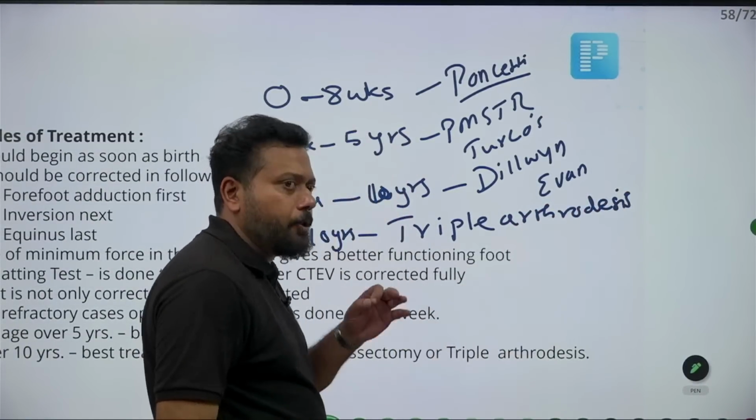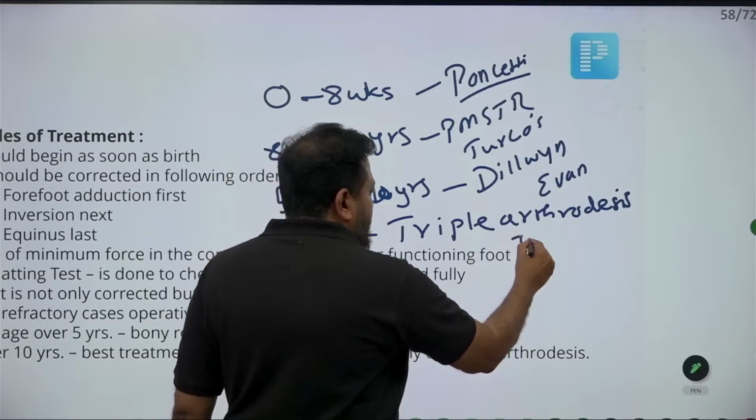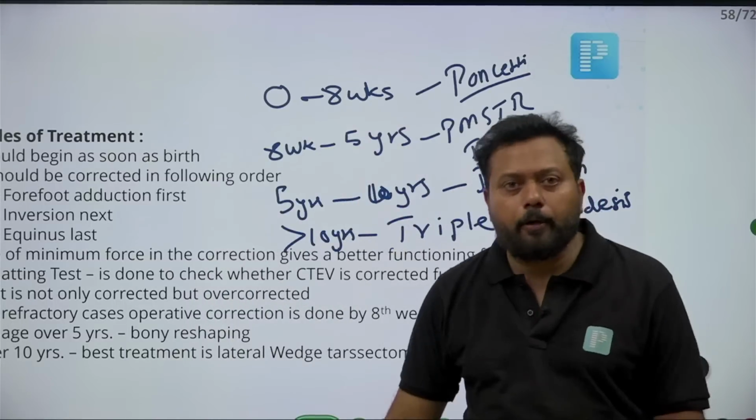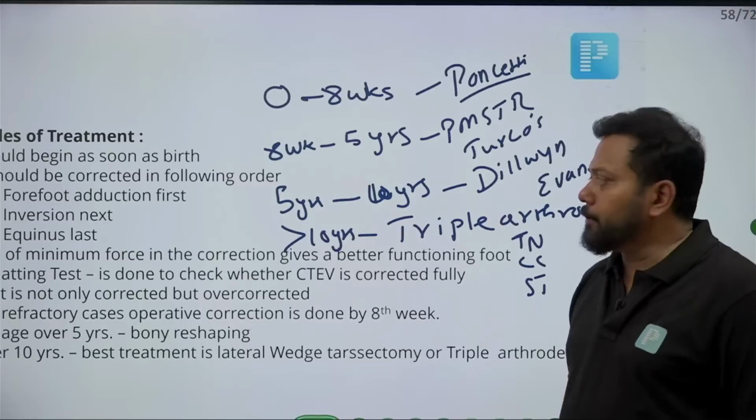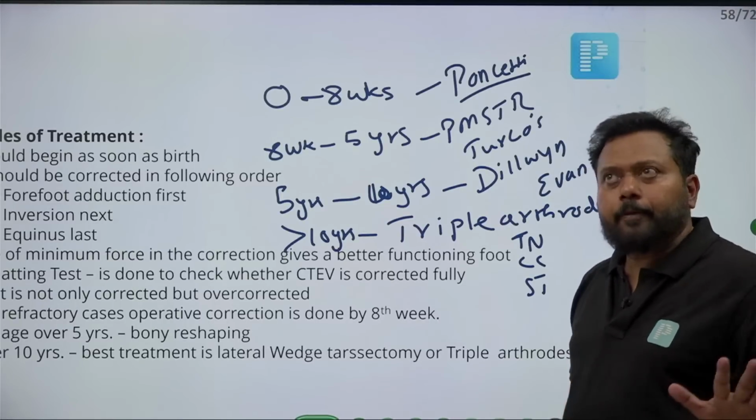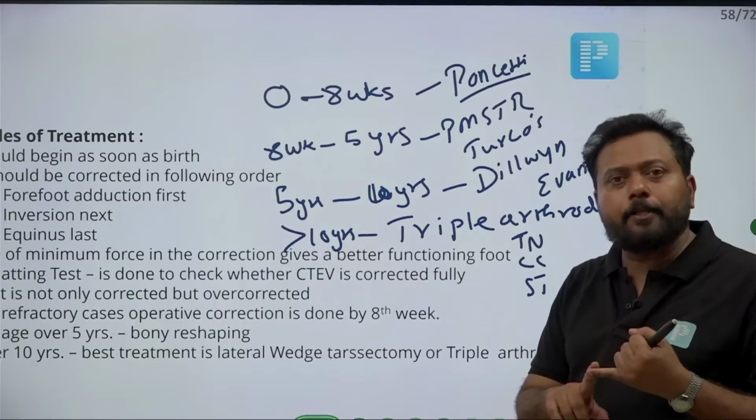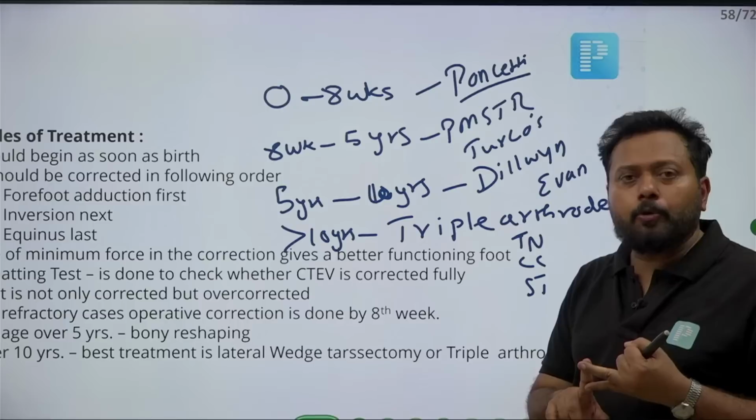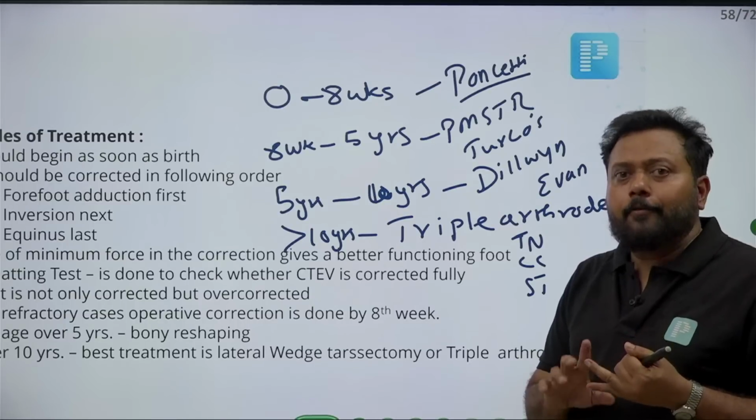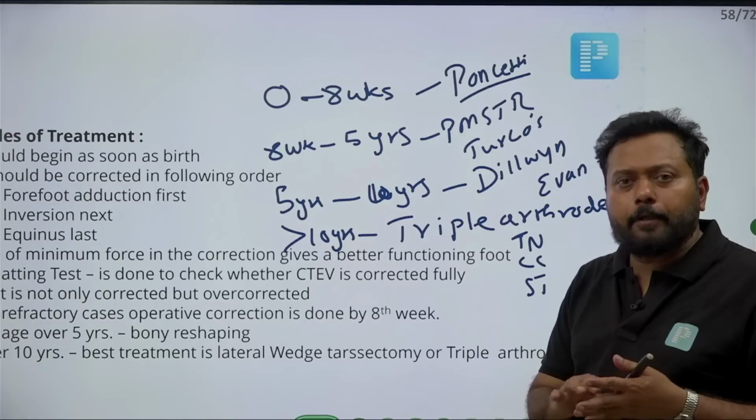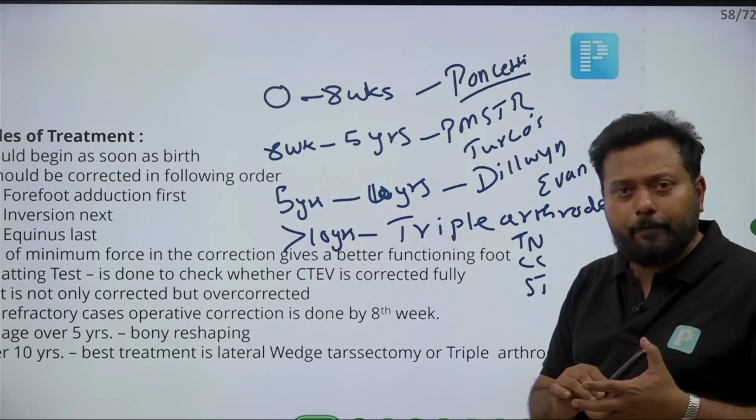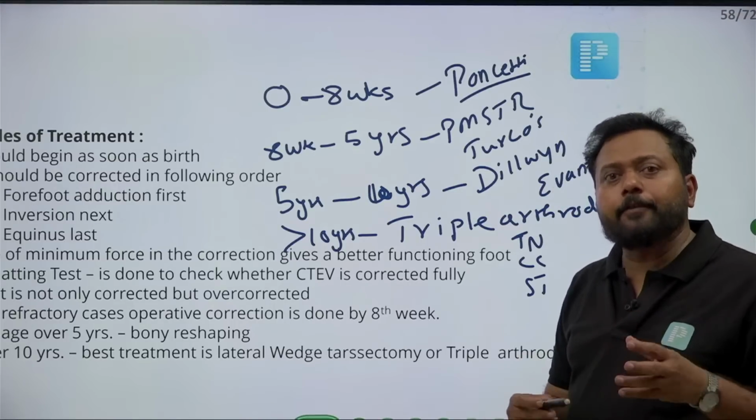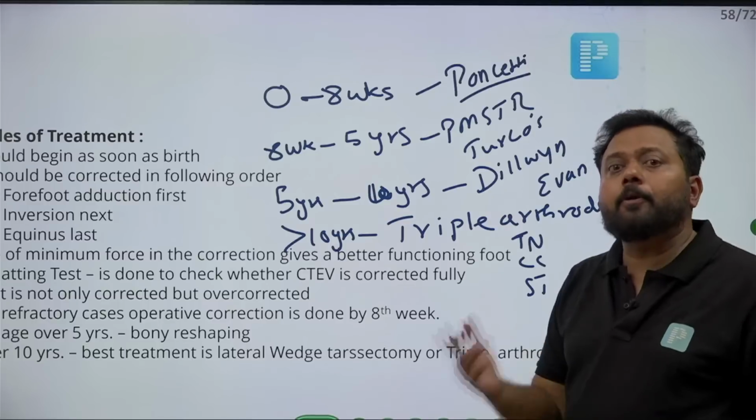Triple arthrodesis means you are fusing 3 joints: talonavicular, calcaneocuboid and subtalar. So these are the modalities. 0 to 8 weeks: manipulation by mother and Ponseti method. 8 weeks to 5 years: posteromedial soft tissue release, Turco's method. 5 to 10 years: bony osteotomy of the talus and calcaneum, the Dillwyn-Evans method. After 10 years you can't do anything except fuse the 3 joints to give a pain-free stable joint.